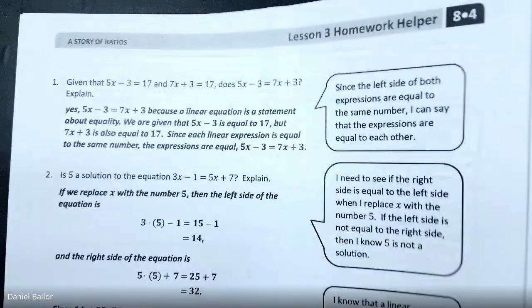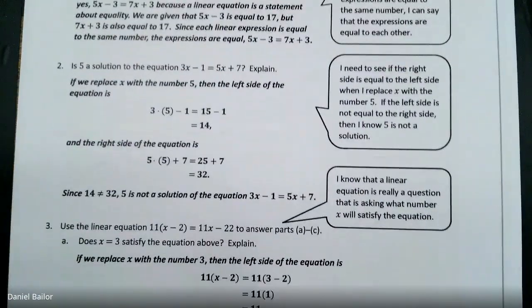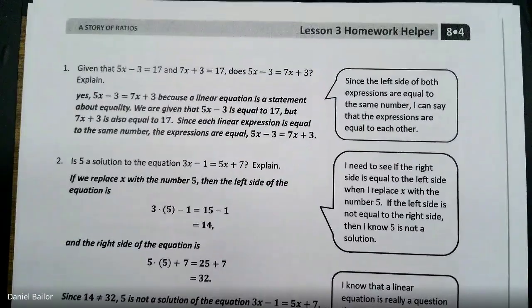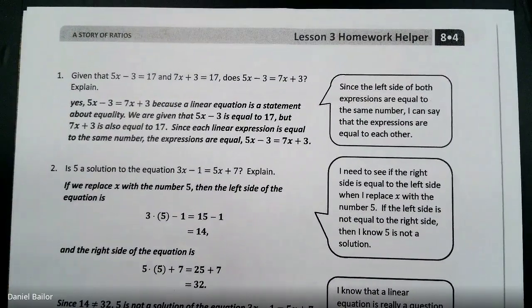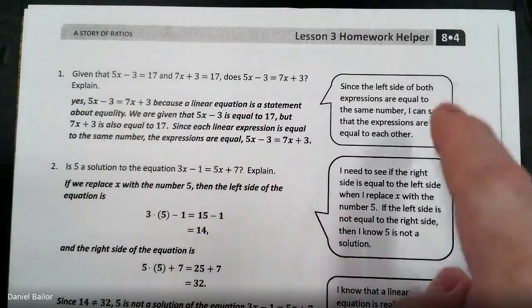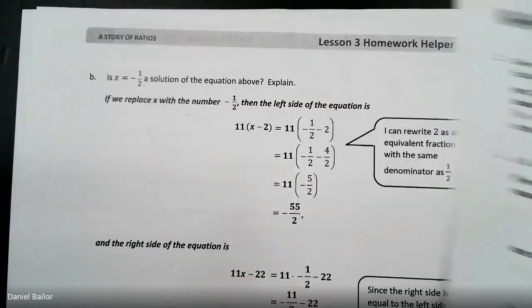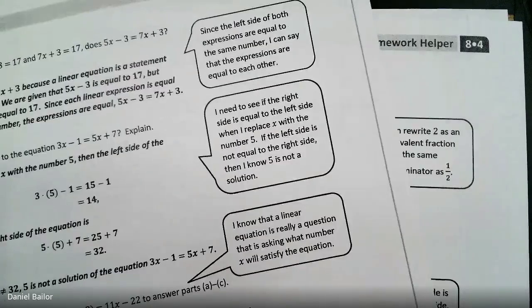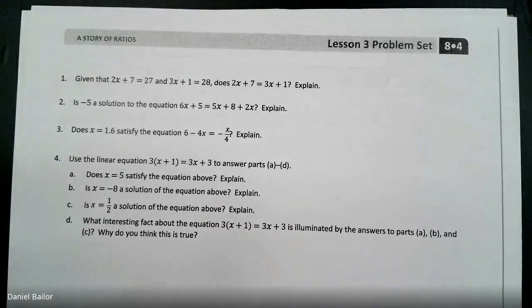Page 25 is the homework helper, where they give you 3 more problems doing the same thing we just did, trying to prove if things are a solution or not a solution. So go through these if you need a little bit more help. I like how they give you the question, they give you the answer, and they tell you what they were thinking. So if you're still stuck, use your homework helper. Oh, the homework helper also goes on page 26. So they give you a couple pages to practice.